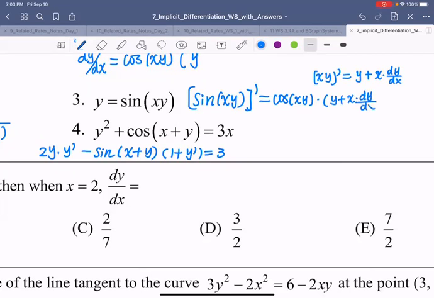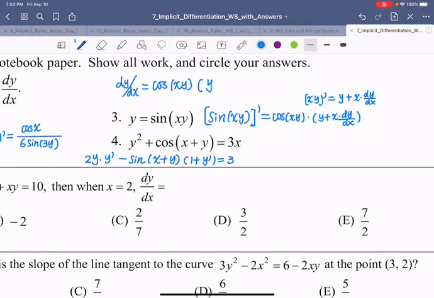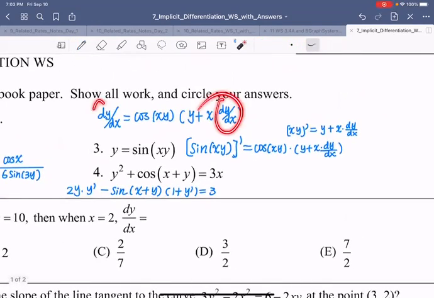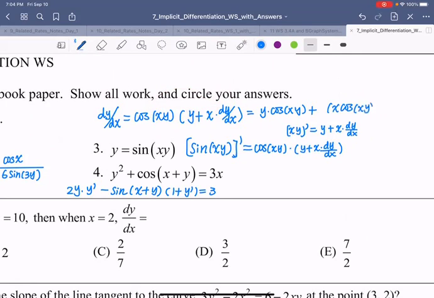Your school hasn't taught this part yet? We just finished learning it today. Okay, but this is good practice for you now. Does this make sense now? You have dy over dx here and here. You do the distribution, okay? y times cosine xy plus x times cosine xy, then dy over dx, correct?